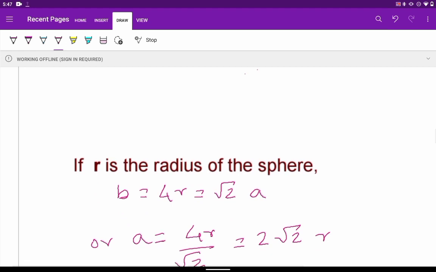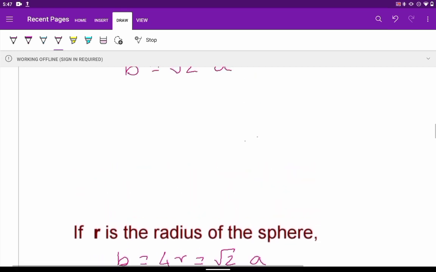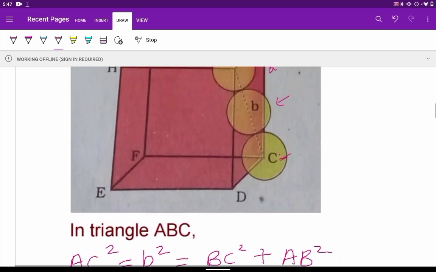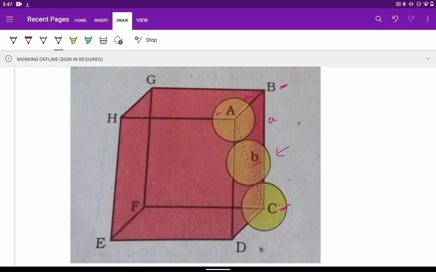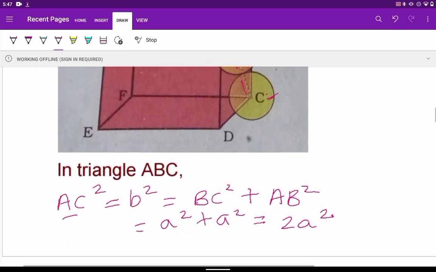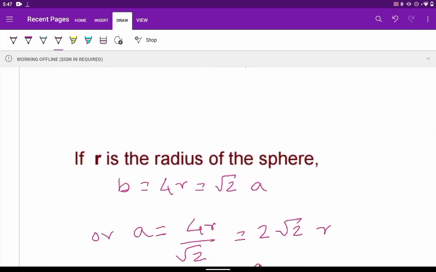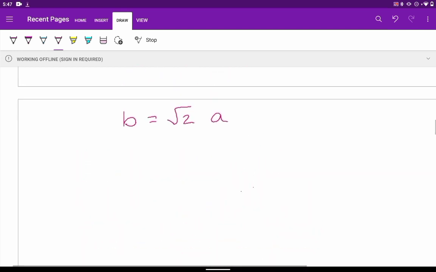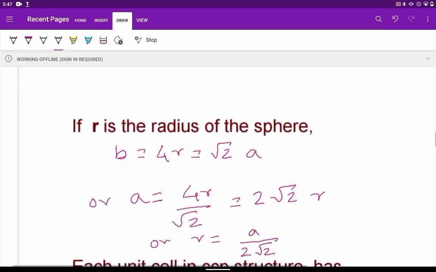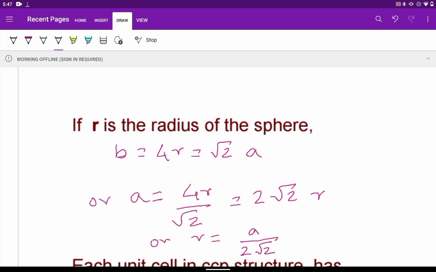Now if r is the radius of the sphere, then b is equal to 4r. You see here, this small b will be equal to 4r. This is 1r, second, third, fourth. But b is also equal to root 2 a. So b equal to 4r equal to root 2 a. So from here we find that a is equal to 4r by root 2.